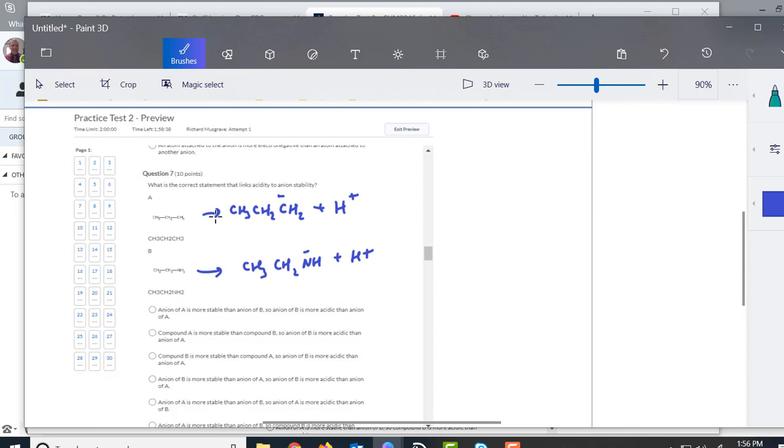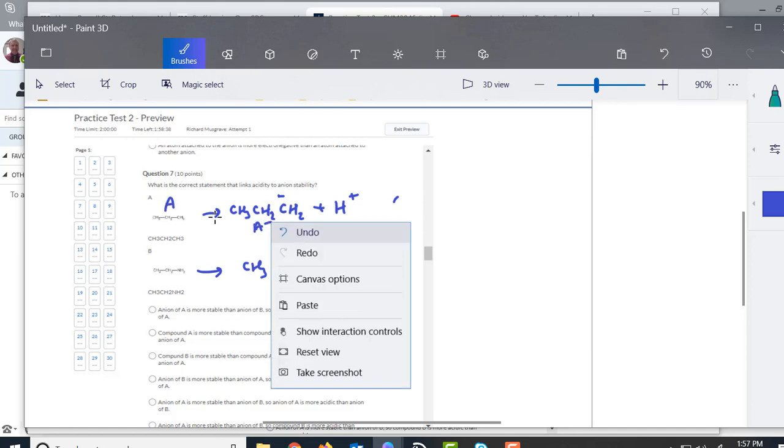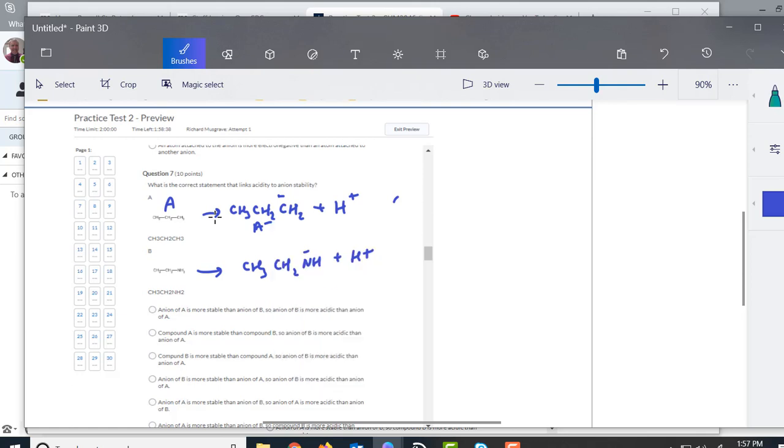So the idea here is that you want to be able to write a statement that links anion stability to acidity. And in any of these cases, this is how it's going to work. In this case, I'm going to call this A. Now I'll call this A minus. This will be B, and this will be B minus. So the premise that we're operating on here is that out of these two, the one with the N minus is more stable than the one with the C minus, because the N is more electronegative than the C.